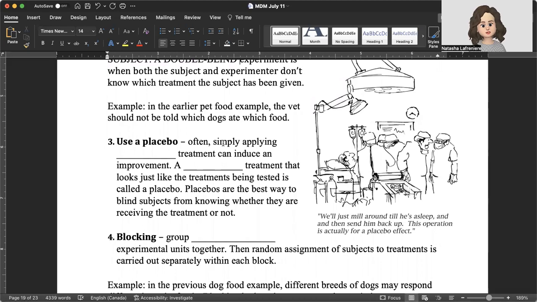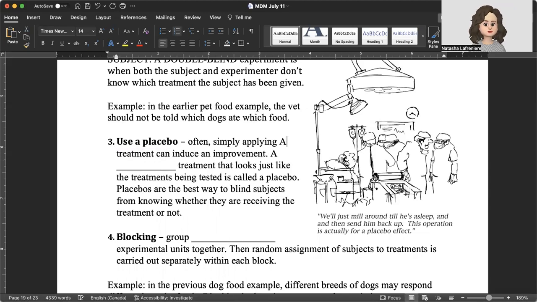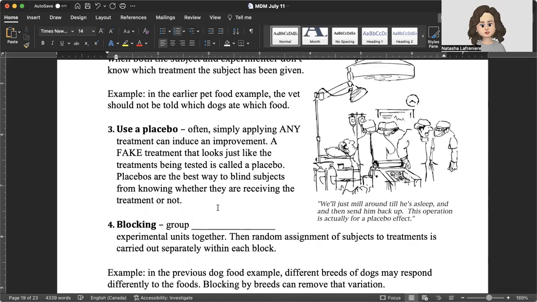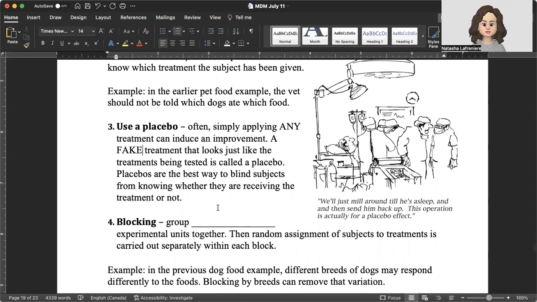So use a placebo. Often simply applying any treatment can induce improvement. So a fake treatment that looks just like the treatments being tested is called a placebo. Placebos are the best way to blind subjects from knowing whether they are receiving the treatment or not.